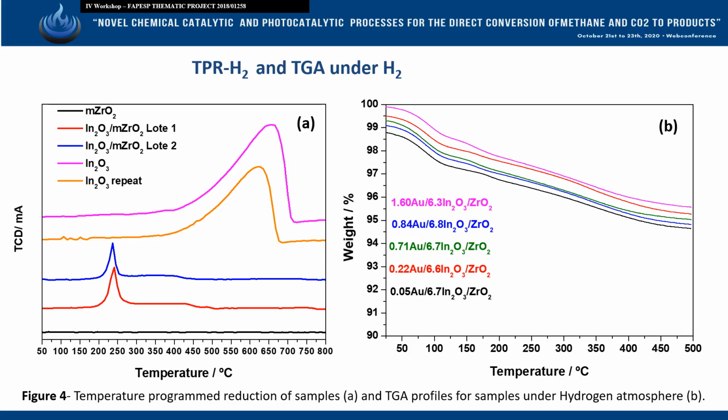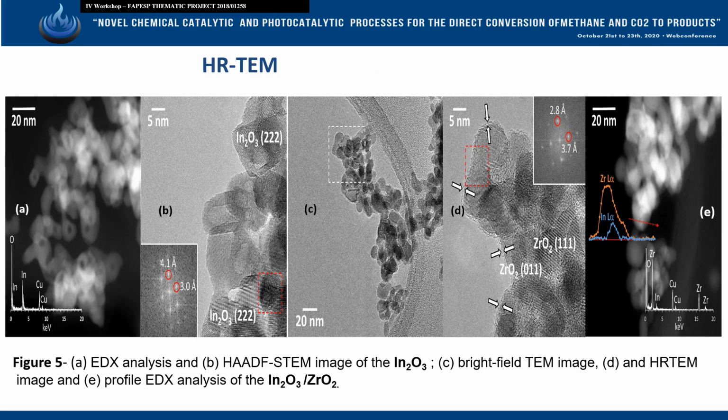For the catalysts with gold, the TGA under hydrogen atmosphere indicated changes only below 200 degrees Celsius, which is the reduction temperature of gold. Analysis by TEM of the indium oxide shows the nanoparticles contain internal voids, like nanocapsules. The particles are perfectly crystalline and the lattice fringes recorded correspond perfectly to the indium oxide phase.